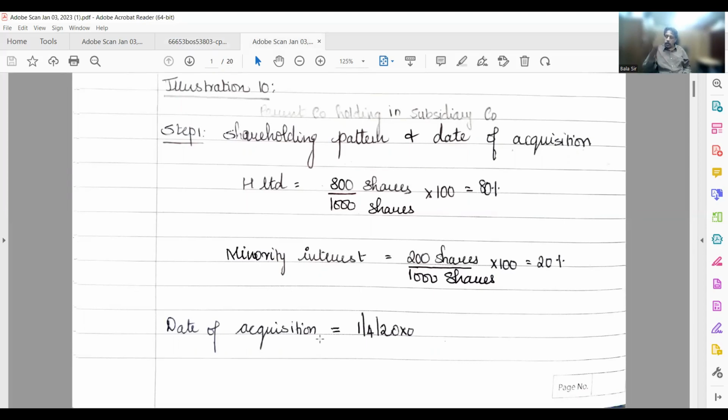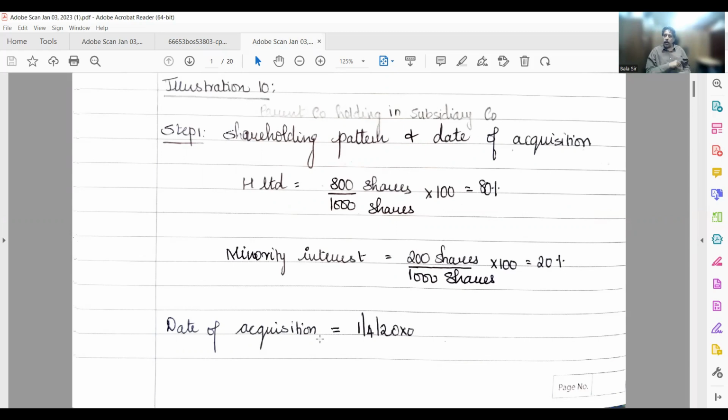There are 1,000 shares in the subsidiary company. Of that, I am holding how many shares? 800 shares. Where is it given? In the investment, 800 shares. Or it's given in the adjustment, 80% I bought. What is 80% of 1,000? 800. So 800 shares upon 1,000 shares into 100. And we inform the examiner something that is already given in the question. 80% holding, right?